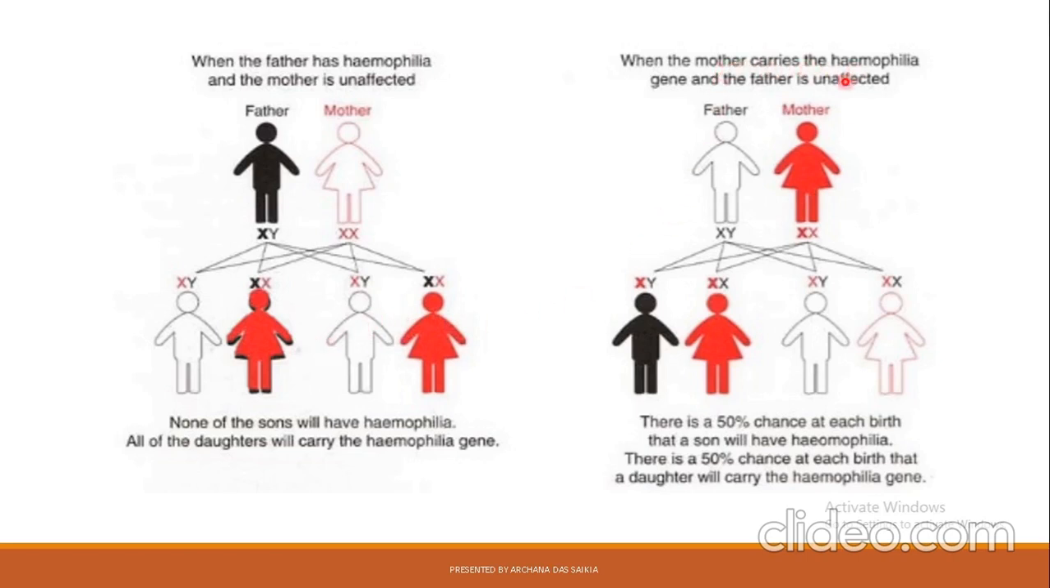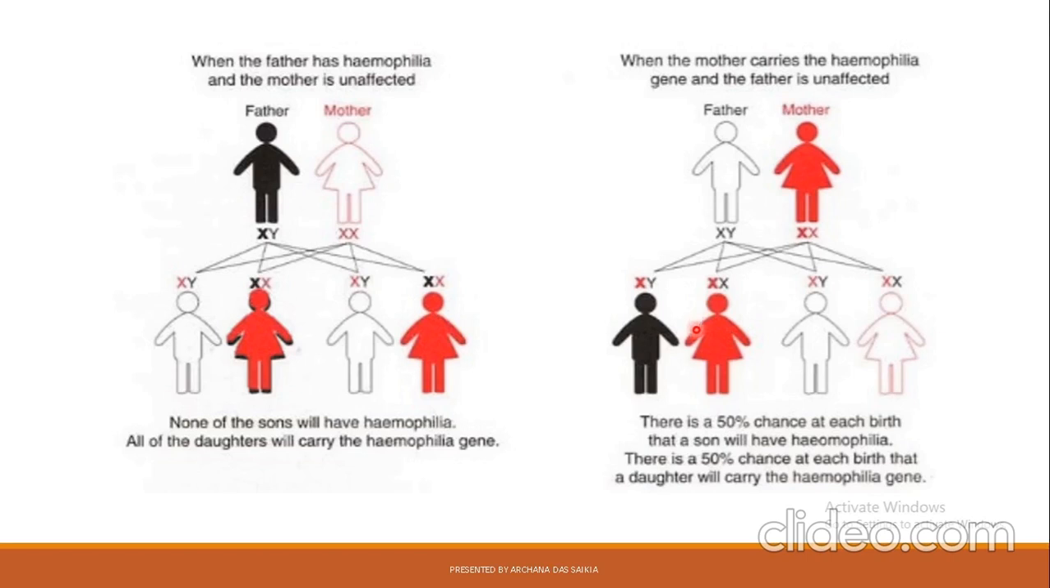When the mother carries hemophilia and father is unaffected, under this circumstance, what can happen? We have all the possibilities: normal daughter, normal son, carrier girl, or affected son. So, 50% chance at each birth that a son will have hemophilia. If the first birth is a son, there is a 50% chance that he will be hemophilic or normal. If daughters, then 50% chance of a carrier girl or normal girl.